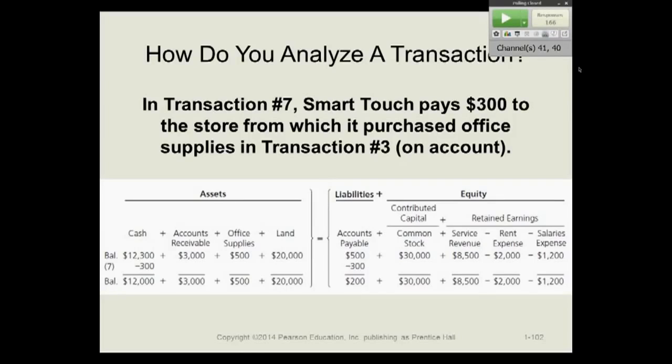So what you have to start to think about is if I pay for something and it's used up, when I use it up, it's an expense. If I pay for something and I still have the use of it, it's an asset. In this case, I'm paying a liability, so I reduce the asset cash and I pay down the liability. And this liability related to those office supplies. Okay? It is not an expense.